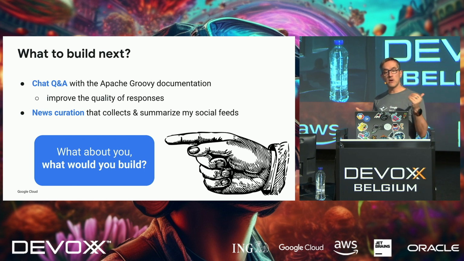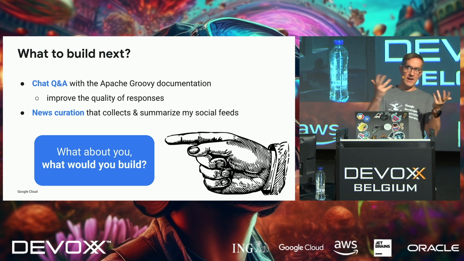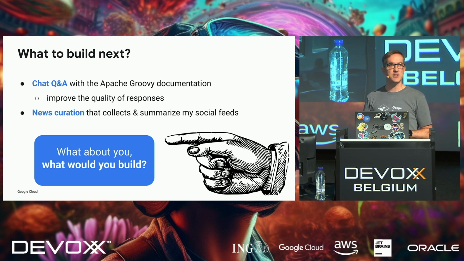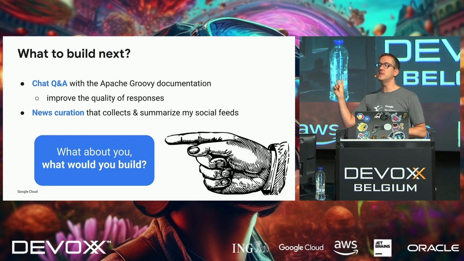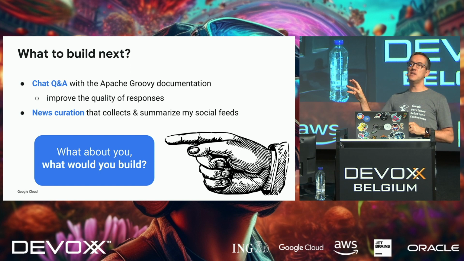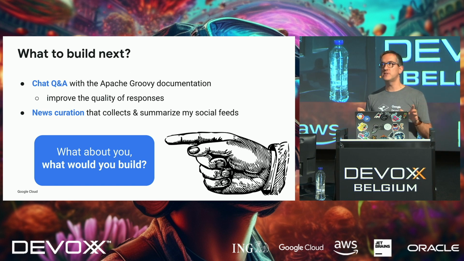So I'd be curious to know, well, I'll tell you what I want to build next, but I'd be curious to chat with you maybe after this session about what you would like to build with large language models. But for one thing, I'd like to continue improving this demo because there are hallucinations, and I want to see how I can reduce hallucinations to have more factual responses with the given documentation.